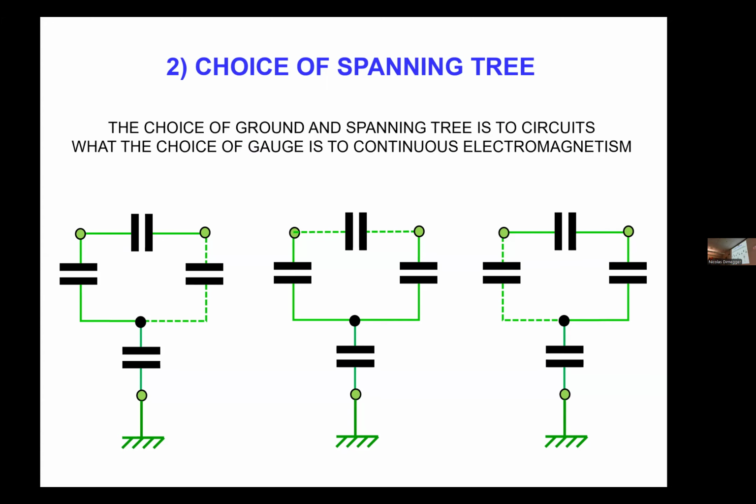And it's very, very important, this choice. So you have to choose the ground and you have to choose the spanning tree. And this is exactly the same as choosing a gauge in electromagnetism. You know that if you want to integrate Maxwell's equation, you have to do this in a particular gauge. This is a sort of reference system for electromagnetism. It's a sort of coordinate system. Well, in circuits, this choice of gauge corresponds to a choice of ground and a choice of spanning tree.